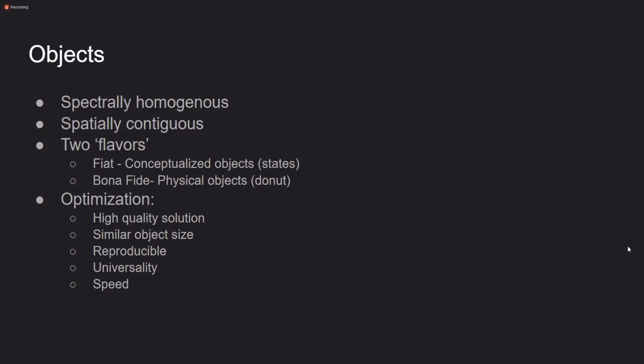And in contrast to that, we have something called bona fide objects. And these are your physical objects. So something like a donut or a tree, things like that that have a physical presence.